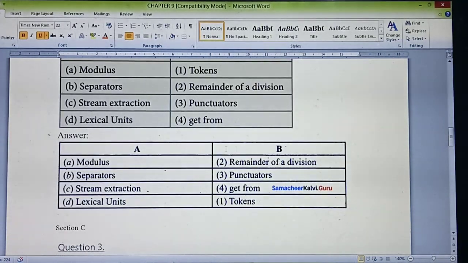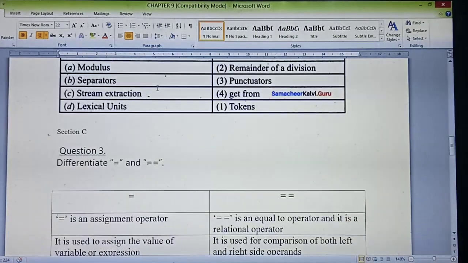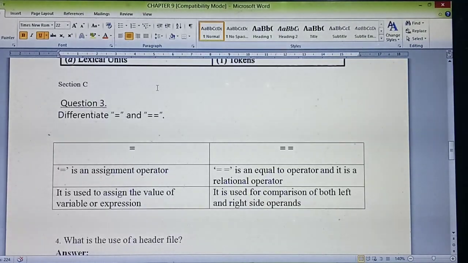Have you all matched? Option A is 2. Then separators means punctuators, 3. Stream extraction means get from, option 4. D, lexical units means tokens and so on. Marked? Okay. Then this is the 3-mark question.